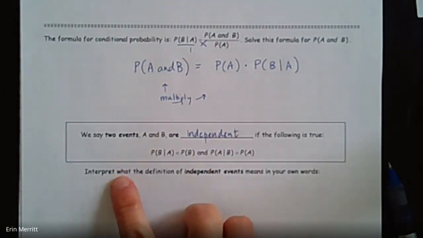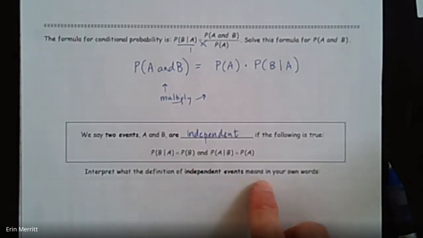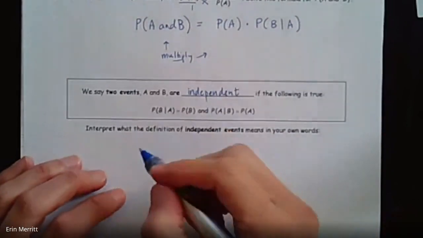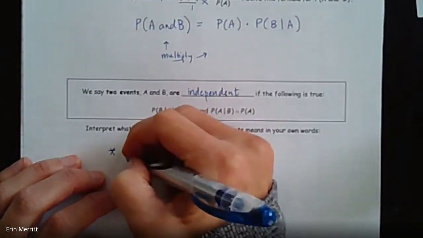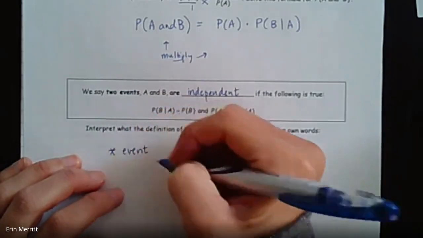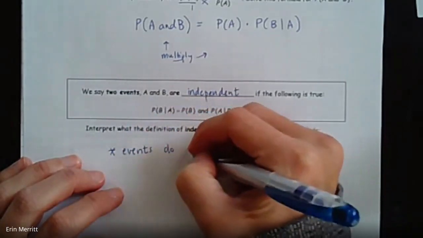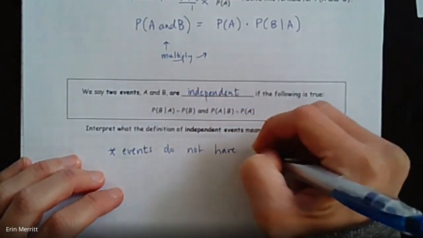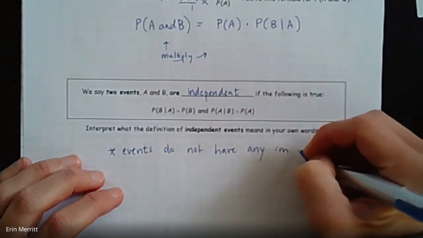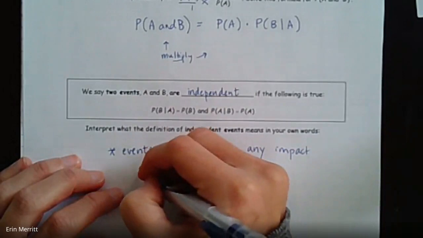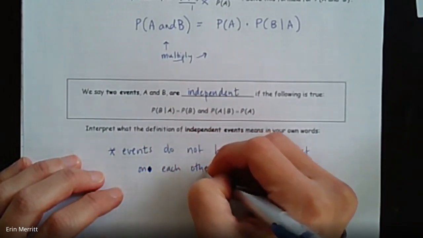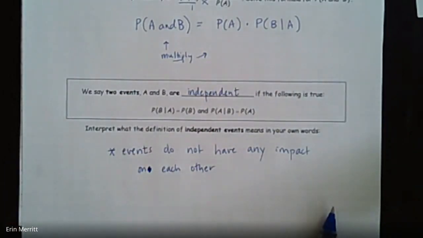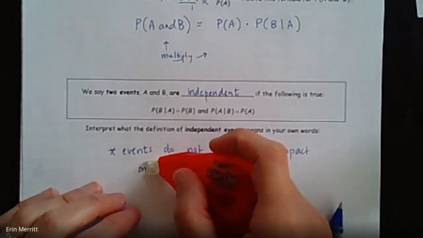Right? So when it says interpret what the definition of independent events means in your own words, you can write it down however you want, but basically something to the effect of getting across that the events do not have any impact on each other. Or one event happening does not impact the other one.